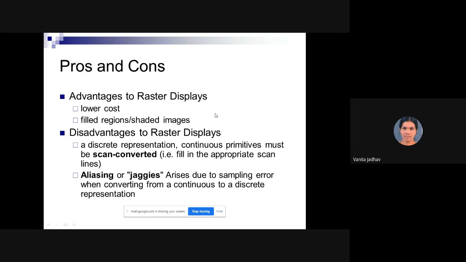So in case of raster display, as we are using very simple technique, that's why the cost is low. And in case of random display, as we need to search the pixels, which pixels we need to draw, so the cost will be high. So that's why here the advantage of raster is lower cost. It requires less cost because the technique of implementation is very simple. Next, it is applicable in field regions, shaded images.